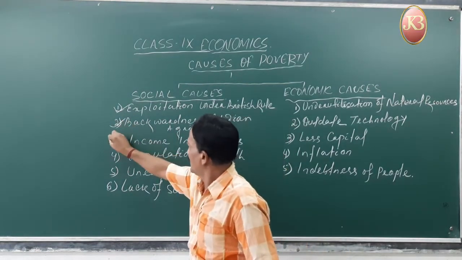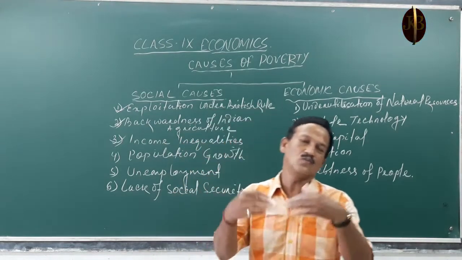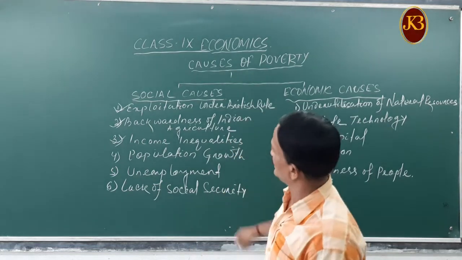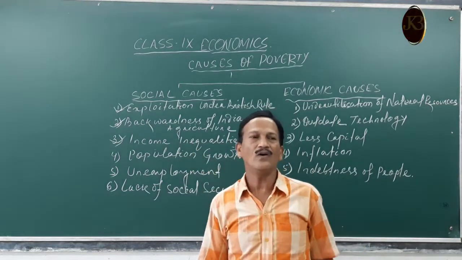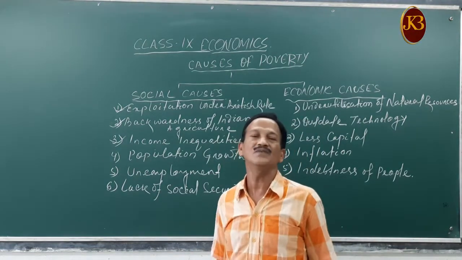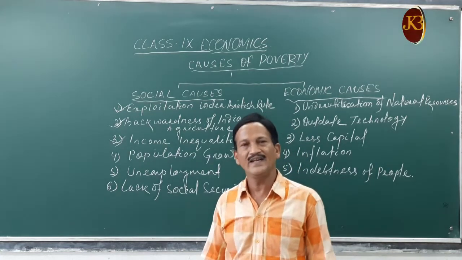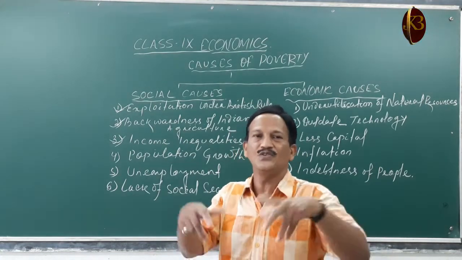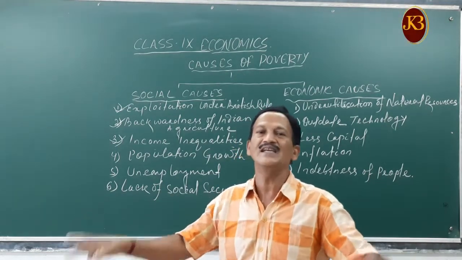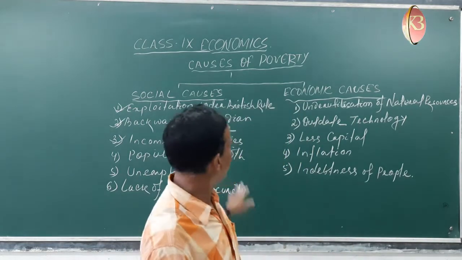Then the third reason is income inequalities. That is one of the greatest causes in our society. There is unequal distribution of wealth and income in the societies. The people who are rich are becoming richer day by day, and the people who are poor are becoming poorer. That system has survived in our economy, in our societies, because there are income inequalities.